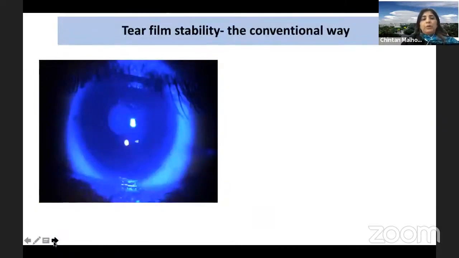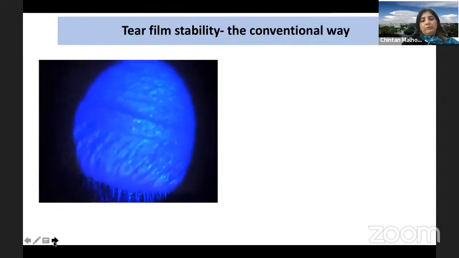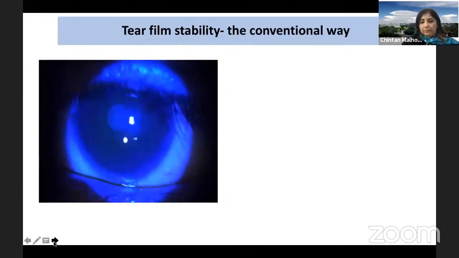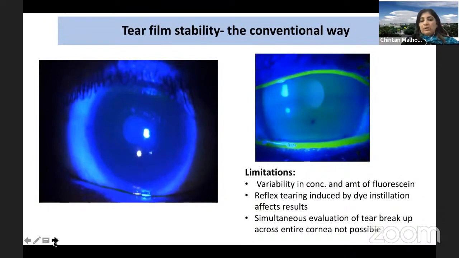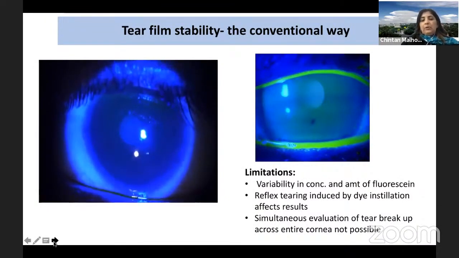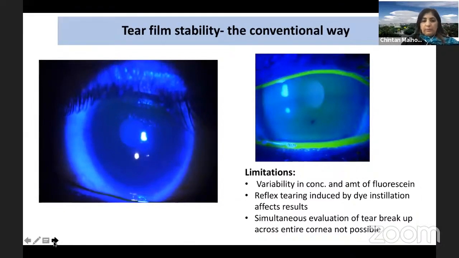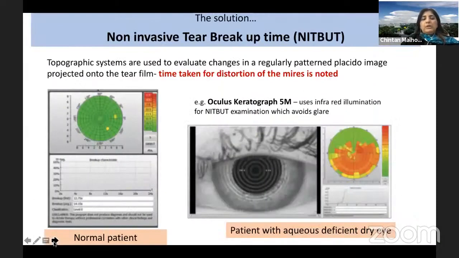Then as we go on to the homeostasis markers, this is the way a lot of us would still be doing tear film stability, where we do the fluorescein assisted tear film breakup time. The only problem is that there's variability in concentration and amount of fluorescein. There's reflex tearing induced by the dye instillation, and also simultaneous evaluation of tear breakup across the entire cornea is not possible. So the solution to this is a non-invasive tear breakup time, which is one of the first tests, if not the first test, which should be done if one has access to it.